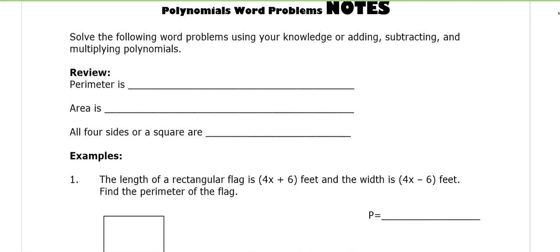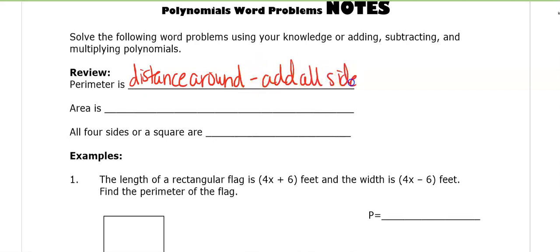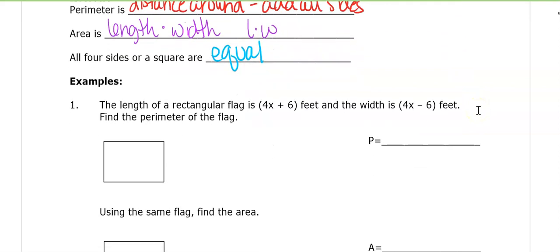Perimeter is the distance around a polygon, and we add all the sides. Area is the length times the width, okay? And all four sides of a square are equal. So that's just a quick reminder. I want to go over that, so we have to write it on every single problem. Now we're going to go down to our examples.